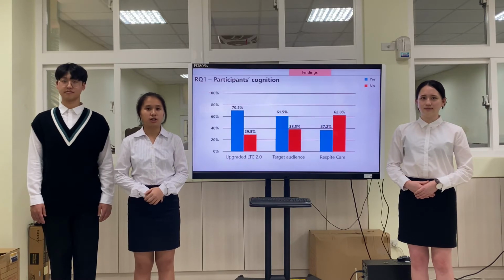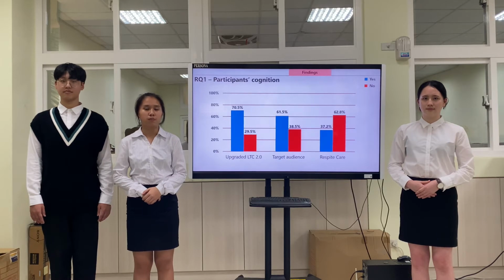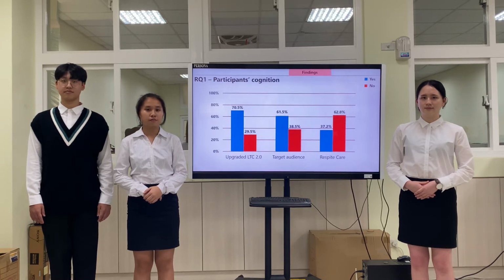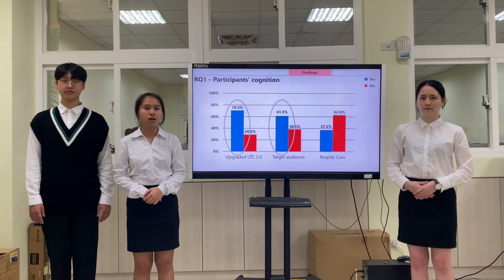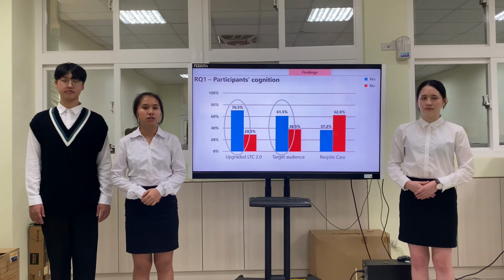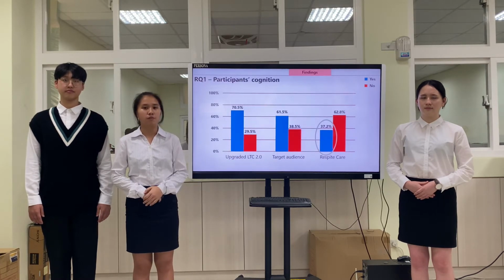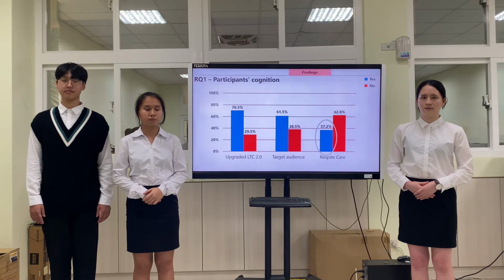Our first question is, how well do senior high school students in Yunlin know about long-term care? As the figure shows, over 16% of the participants know that long-term care 1.0 has upgraded to 2.0, and who are the target audience of long-term care 2.0. However, among the same participants, only 37% of them know about respite care.